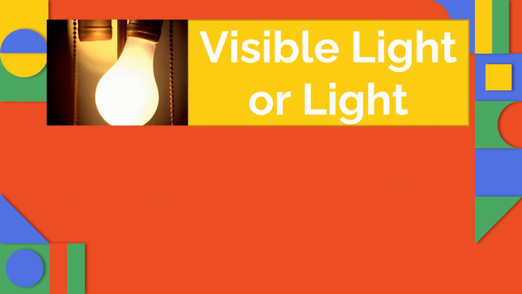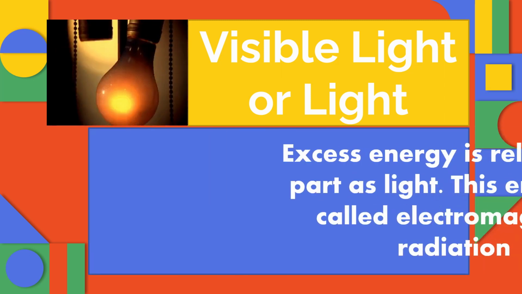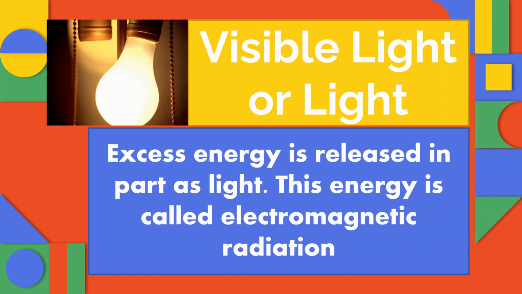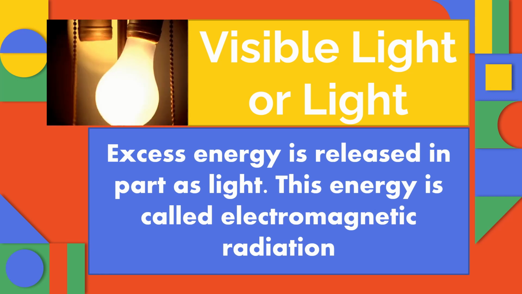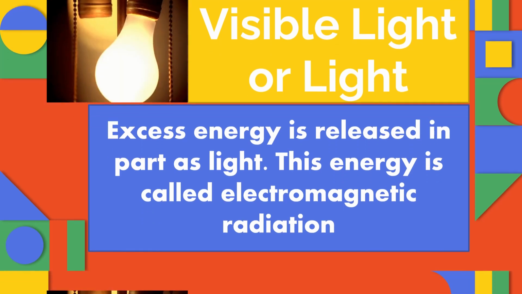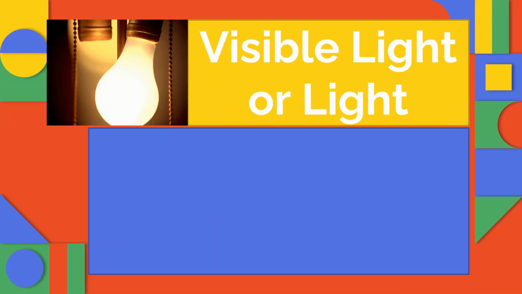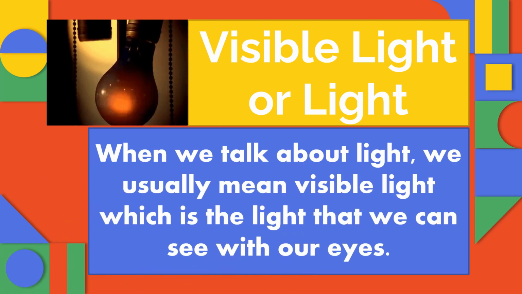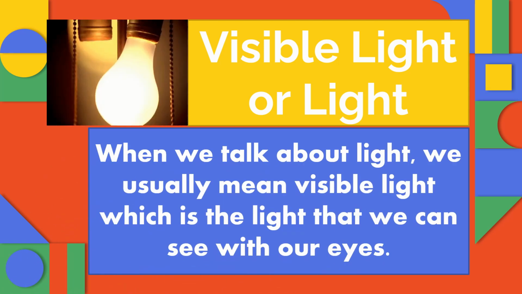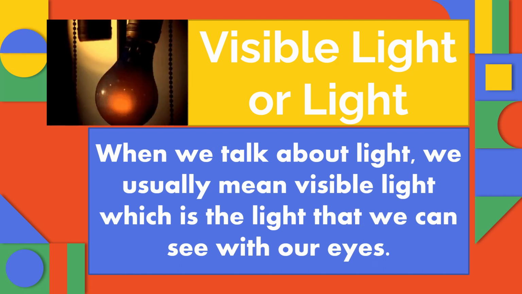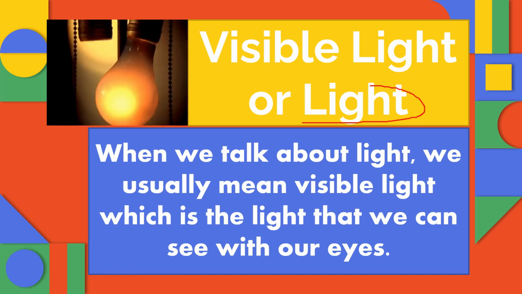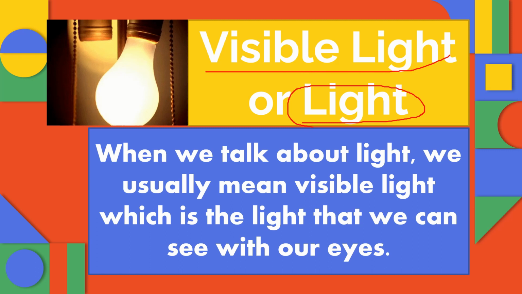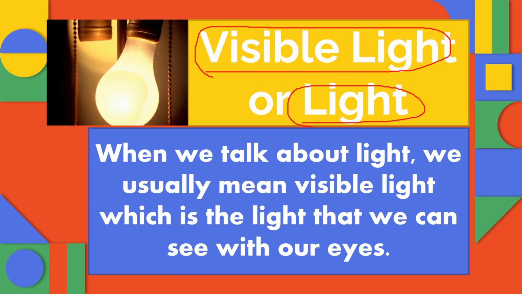So, visible light or light, another definition is that it is an excess energy is released in part as light. This energy is called electromagnetic radiation. When we talk about light, we usually mean visible light, which is the light that we can see with our eyes. So, pag sinabi nating light, ang isa pang tawag sa kanya ay visible light. From the word itself, visible, which means siya yung nakikita ng ating mata.